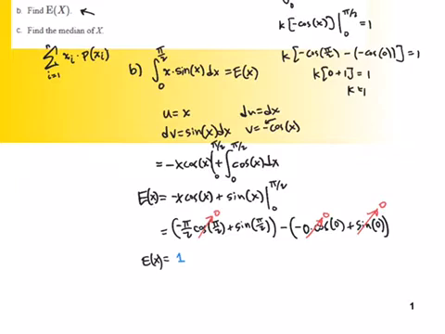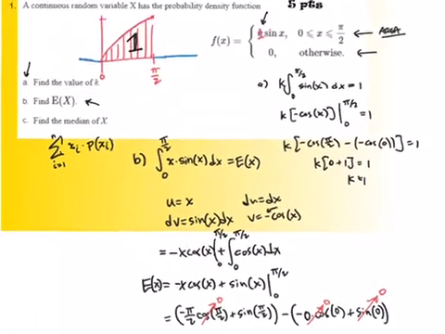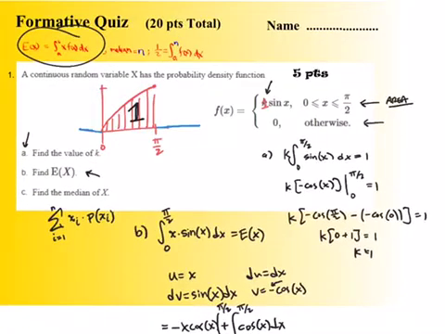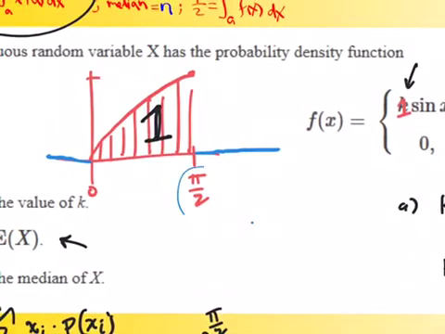All right, so what does that mean graphically? Up here, the expected value of x. Pi over 2 is like 1.5 something. The expected value of x is right here. That is the mean. That is the average of the x's, right?